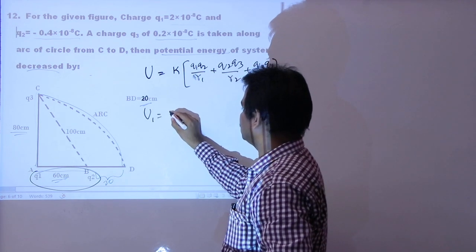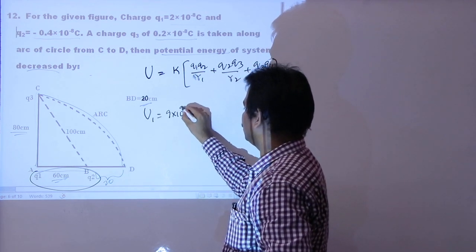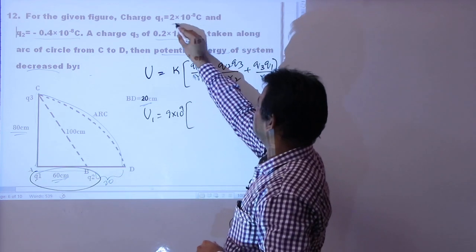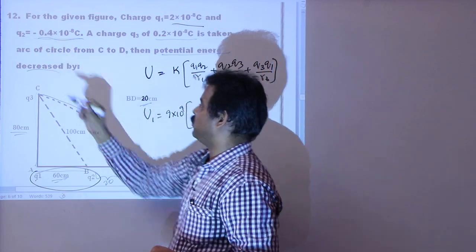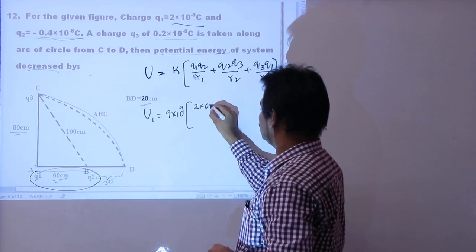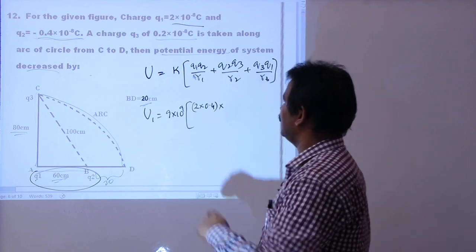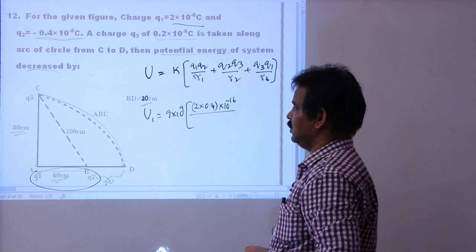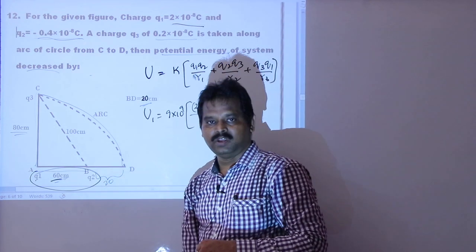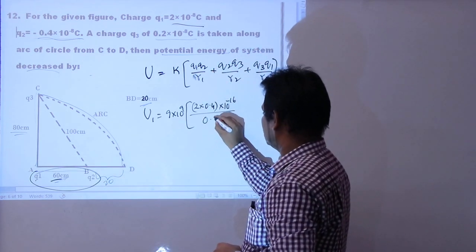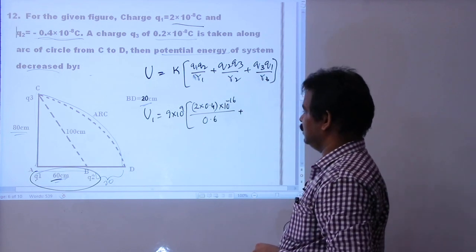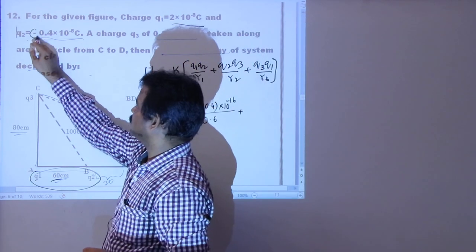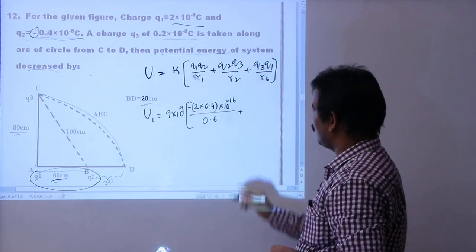So what is the initial potential energy? The initial potential energy is given by 9 into 10 power 9, times the product of the charges Q1 and Q2. Here Q1 is 2 into 10 power minus 8, Q2 is minus 0.4 into 10 power minus 8. So 2 into 0.4 into 10 power minus 16 by the distance between these 2 charges, 60 centimeters. I want this in meters, 0.6. Here remember this is negative, because the second charge is negative.